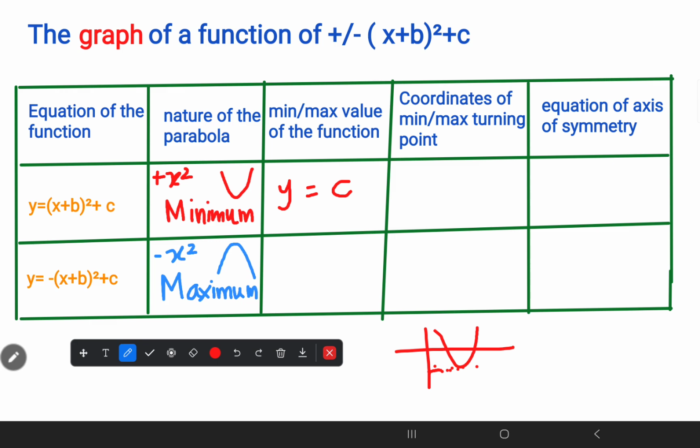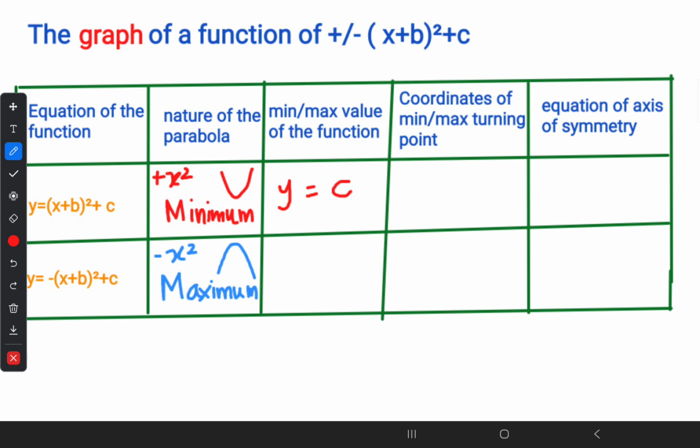So what is this? When you draw your curve, what is the minimum point? Its corresponding y coordinate is called the minimum value of the function. It would be c. This c and this c both are the same.